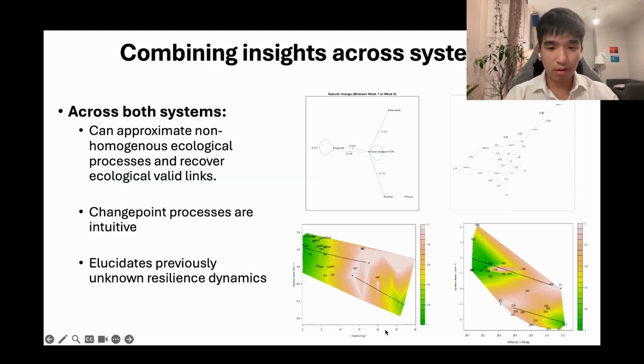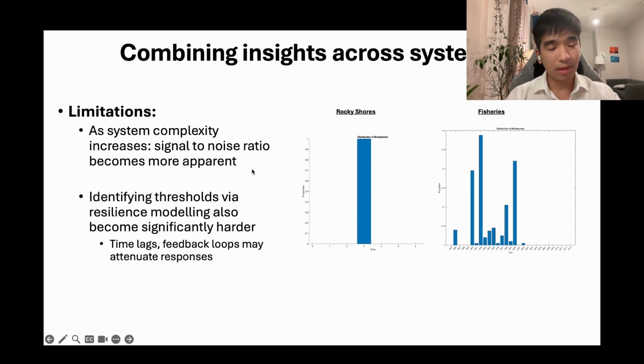So, combining insights across systems. The positive takeaways are that it can approximate non-homogeneous ecological processes and recover ecologically valid links. The change point processes are intuitive, and it can elucidate previously unknown resilience dynamics. These are all great things. However, there are some problems that I will talk about. As system complexity increases, the signal to noise ratio becomes more apparent.